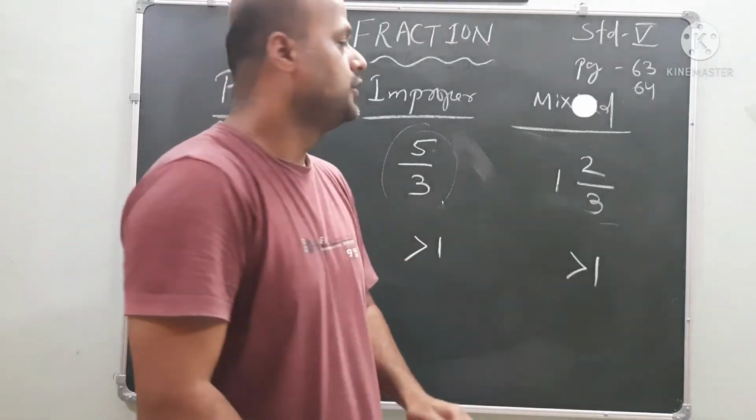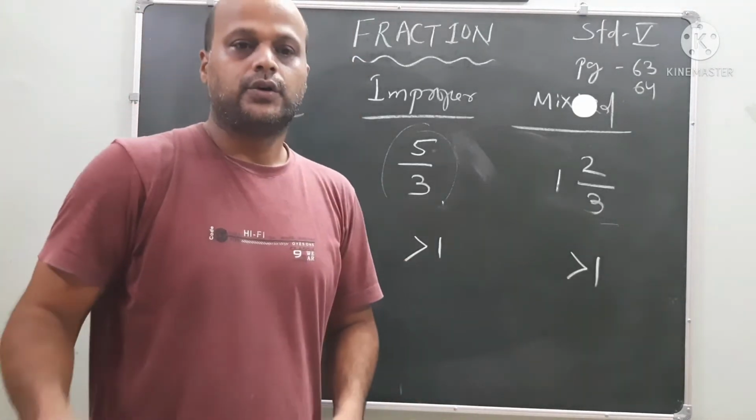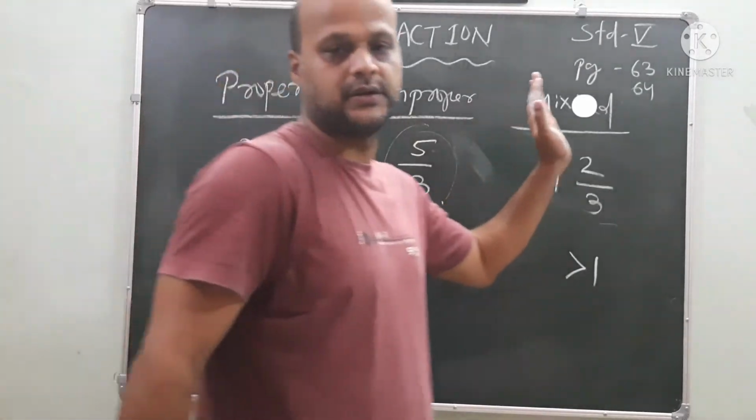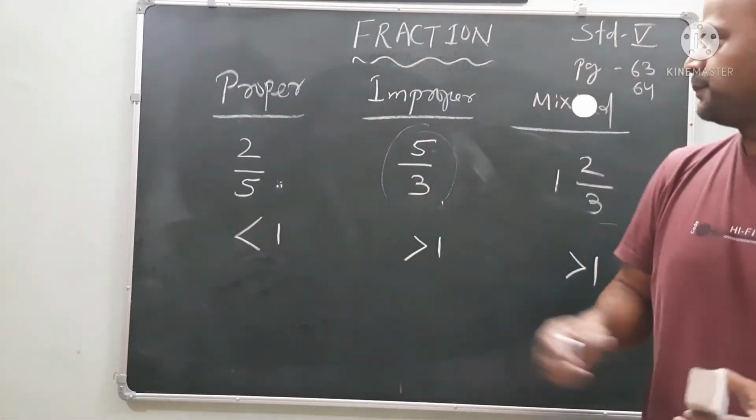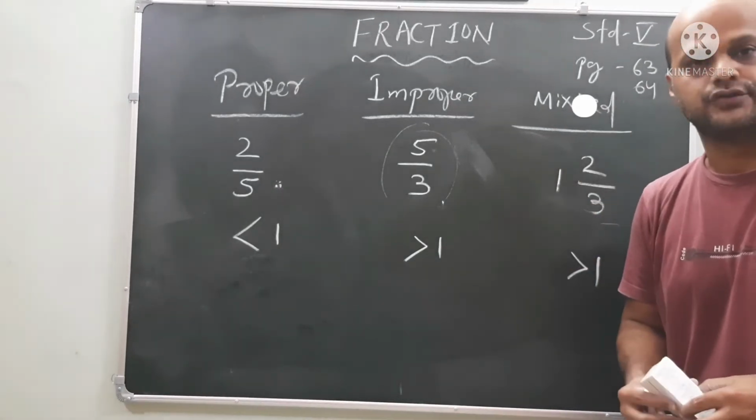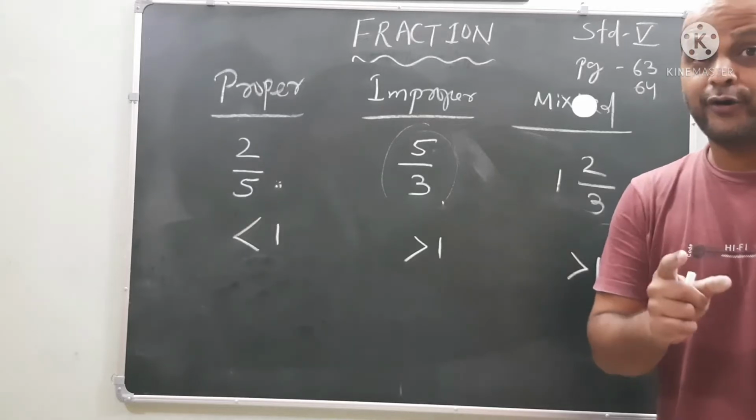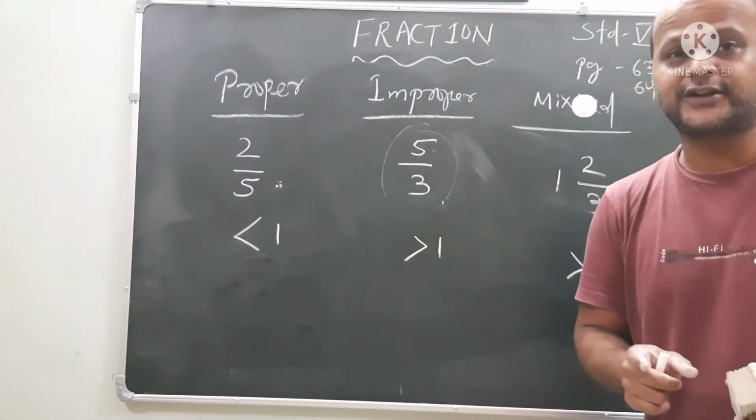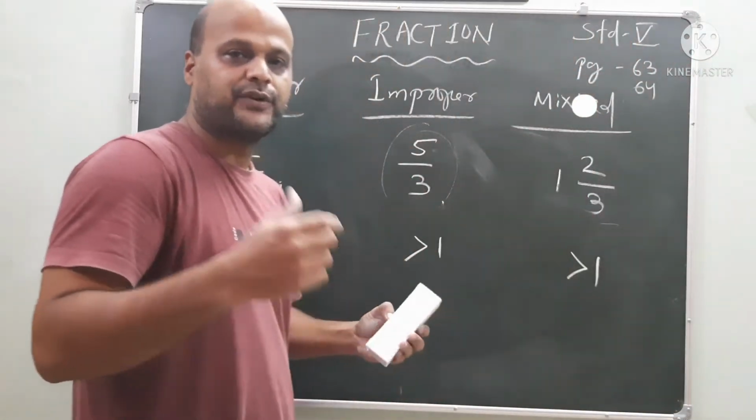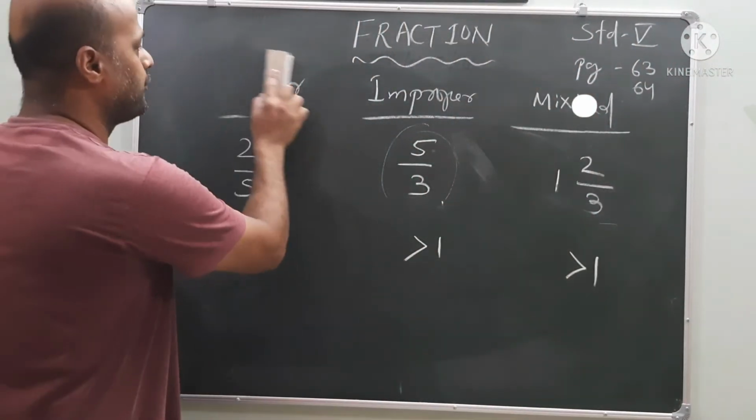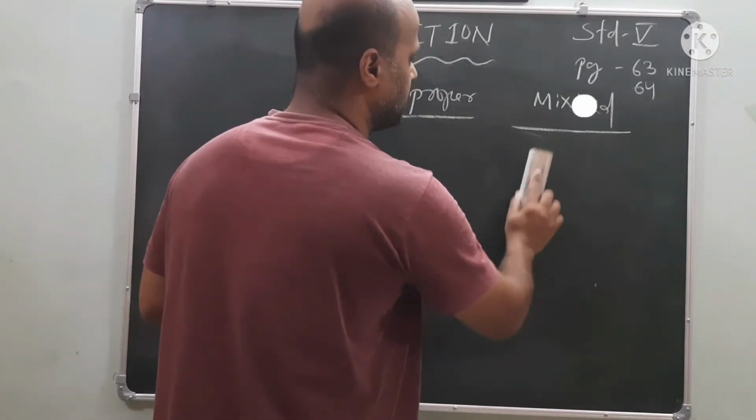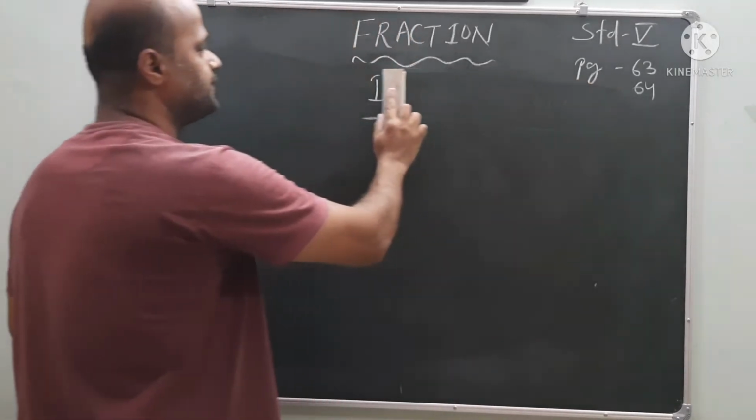Understood my dear friends? So now whatever we are studying here, proper, improper, mixed, it is on page number 64. So don't be confused. If you have a doubt, you can write in my comment, so that I can solve it. Now the important point, another important point will come here. So we will go slowly, don't be confused.